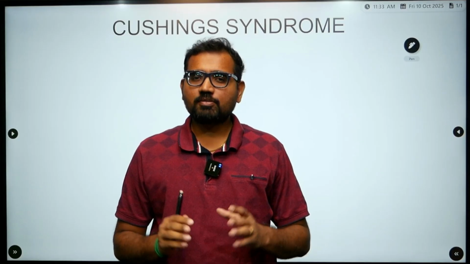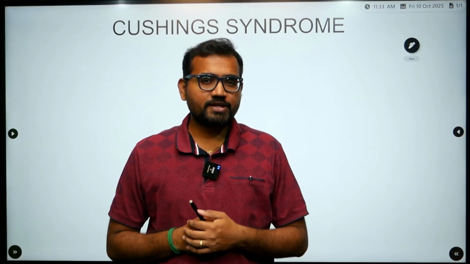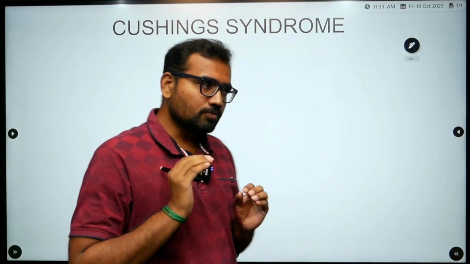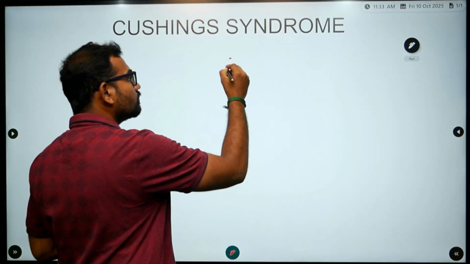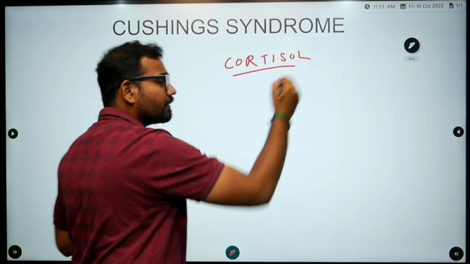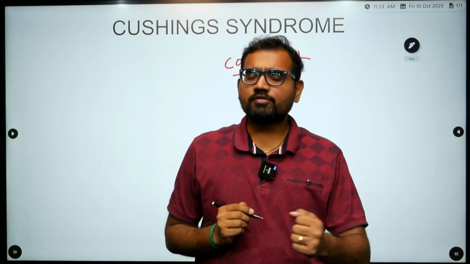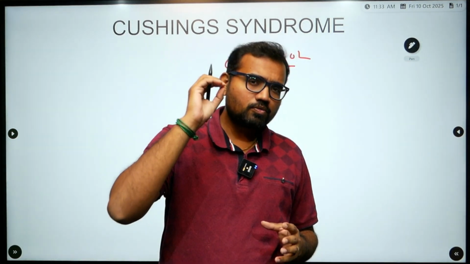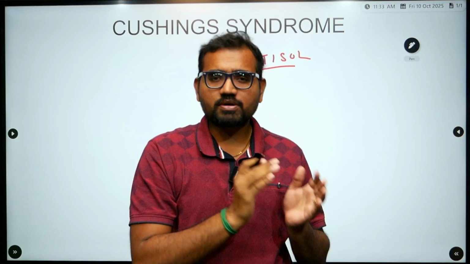So today let's talk about another syndrome, Cushing syndrome. Yesterday we talked about Chidiac-Ikashi syndrome. Today we are going to talk about Cushing syndrome. The most important hormone we'll be talking about is cortisol. We all would have heard about this hormone, cortisol. So what does this cortisol do, and what is its function?